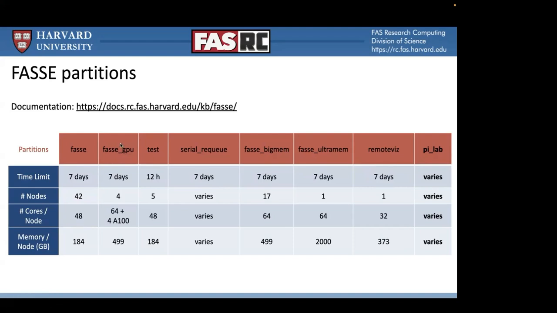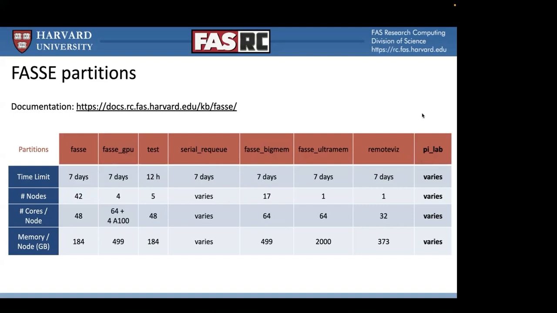The FASSE GPU has the GPUs in there. The big mem has almost 500 gig. The ultra mem has 2000. Remote viz is specifically for remote visualization, but also only one node. You can also see here that based on these node counts, FASSE is considerably smaller than Canon. But at the moment, it does happen to meet all of the needs for our current FASSE members. And again, for your PI-owned hardware, it depends. Some PIs have some on FASSE, some have them on Canon, some have them on both.